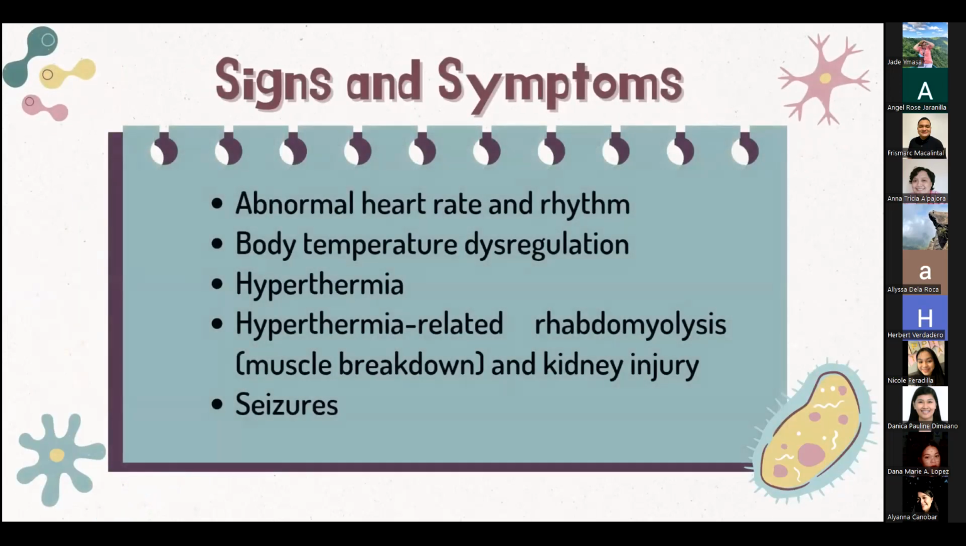So, what are the signs and symptoms that you're experiencing ecstasy overdose? You will have abnormal heart rate and rhythm. Your body temperature dysregulates. Naiiba-iba yung temperature ng katawan mo. You will experience hyperthermia, sobrang init mo. Hyperthermia-related rhabdomyolysis or muscle breakdown and kidney injury, then you will have seizures.